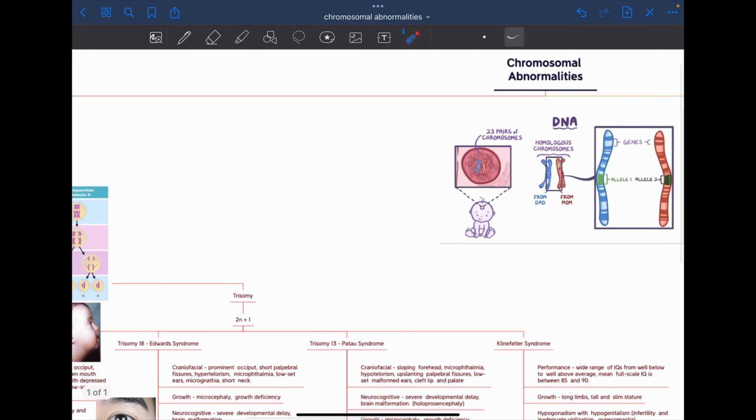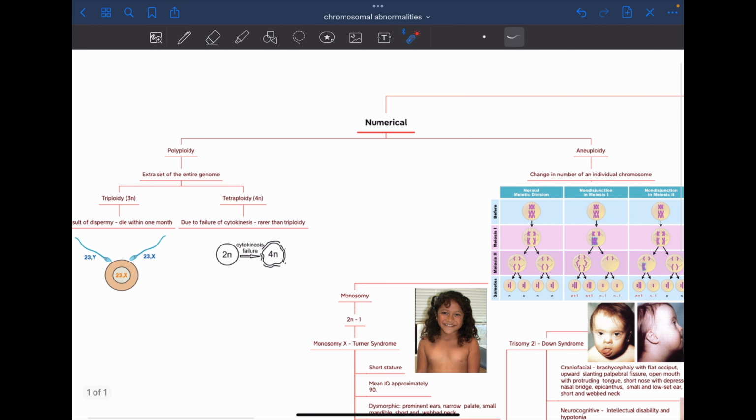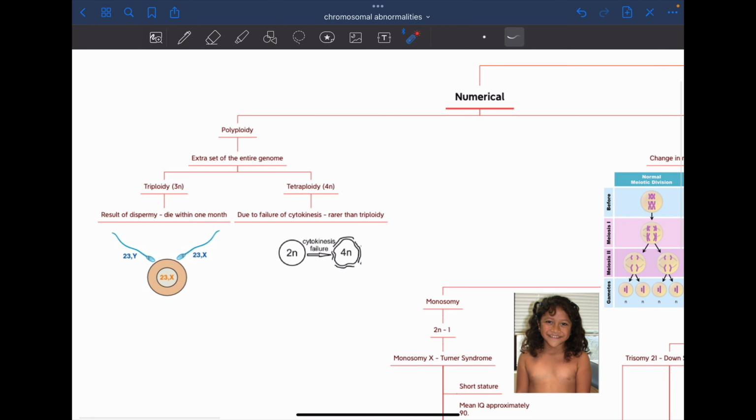Now let's start by covering the numerical problems, or the numerical mutations, that we can see. The first thing that we can look at is polyploidy. In the case of polyploidy, the idea is there is a completely extra set of genomes. A normal human being will have 23 pairs of chromosomes, or what we know as 46 chromosomes. In polyploidy, there's a completely extra set, a complete extra set of the entire genome.